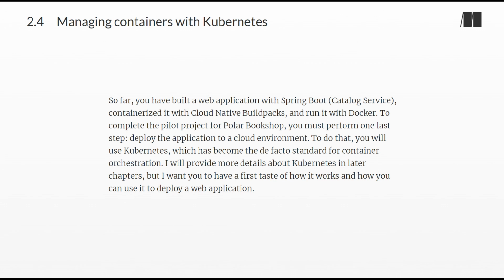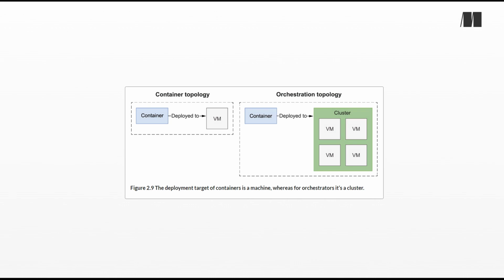To do that, you will use Kubernetes, which has become the de facto standard for container orchestration. I will provide more details about Kubernetes in later chapters, but I want you to have a first taste of how it works and how you can use it to deploy a web application. Kubernetes, often shortened as K8s, is an open-source system for automating the deployment, scaling, and management of containerized applications (kubernetes.io).